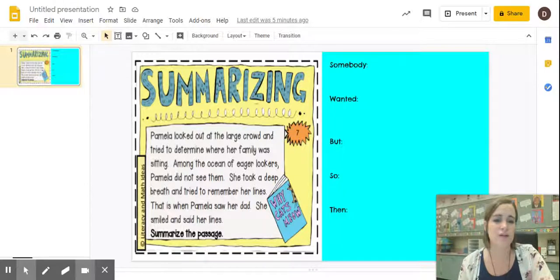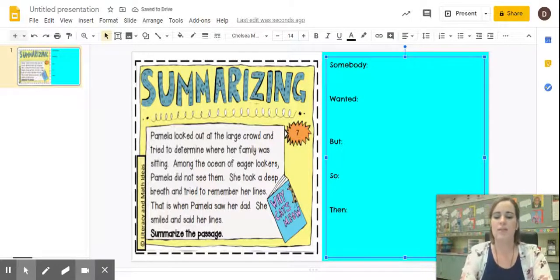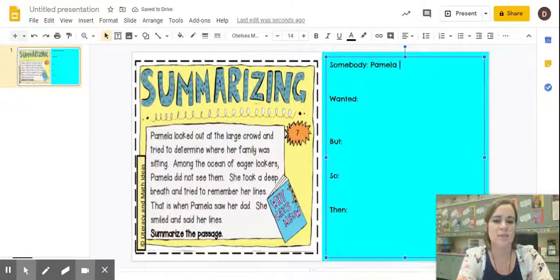So remember, the somebody in the story is the character. So the character in this story is Pamela. I'm going to write her name next to somebody. Okay? So now I'm going to look back in the text for the next part, what she wanted. It said she was looking out at the crowd for her family. So that's what she wanted. And I think she wanted that, I'm inferring here, making a guess from what I'm noticing in the passage, that she's nervous because it says she took a deep breath when she couldn't see them.